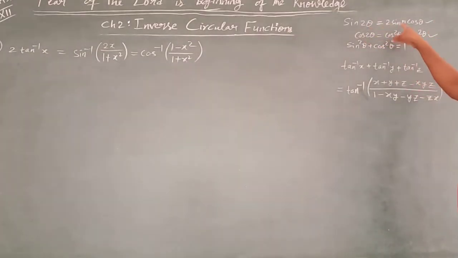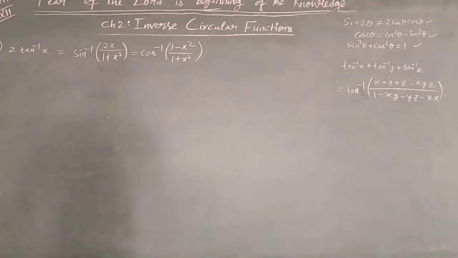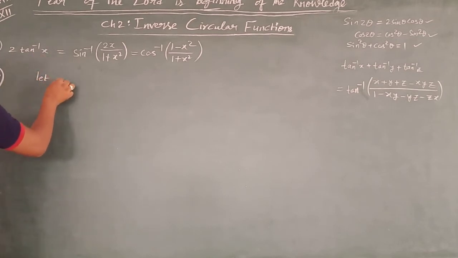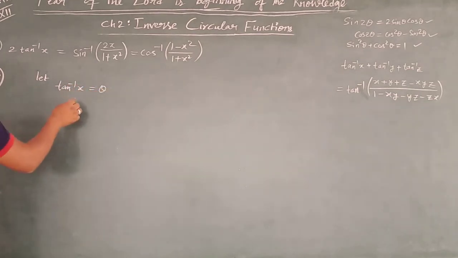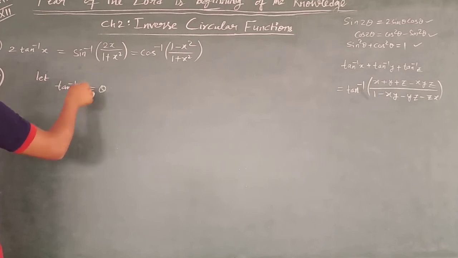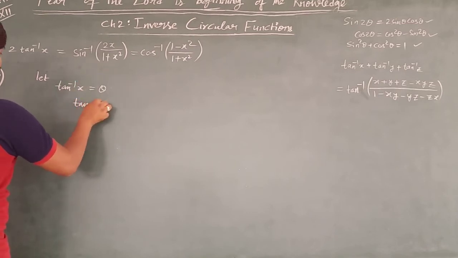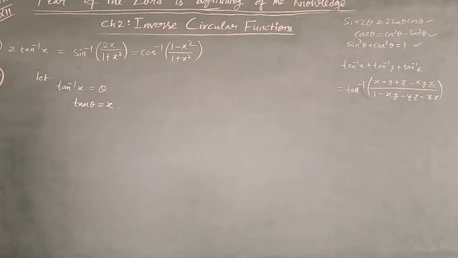Before going to prove this, remember these three formulas. Sin 2 theta is equal to 2 sin theta cos theta, cos 2 theta is equal to cos square theta minus sin square theta, sin square theta plus cos square theta is equal to 1. Without remembering these three formulas, we would not be able to solve any problem in this. So if you want to solve this, first let tan inverse x is equal to theta. Then tan theta is equal to x. So remember this, you got here tan theta is equal to x.